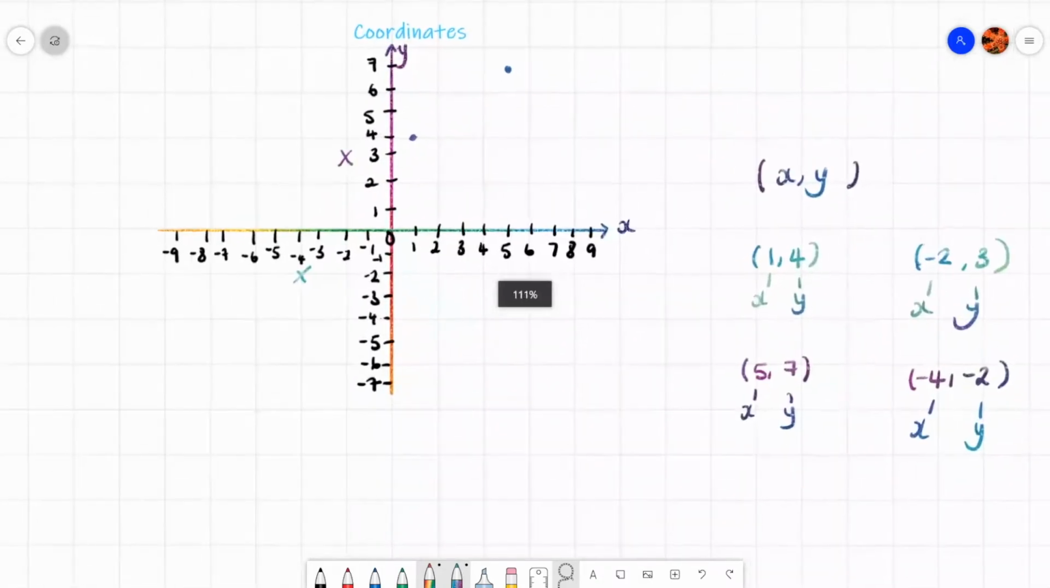So again, let's have a look at a few other ones. So we've done some positive examples. We've done a positive and negative and 2 negative examples. Let's have a look at a few more. 0, 0, where do we think that will be? Well, that's just in the middle. 0, 0 here, I'm going to put a cross there. That is also called the origin.